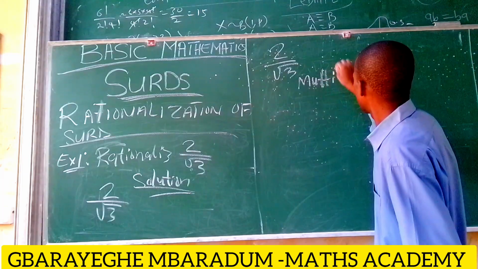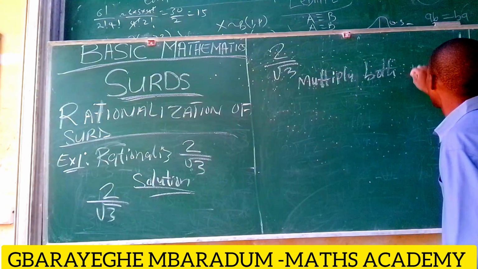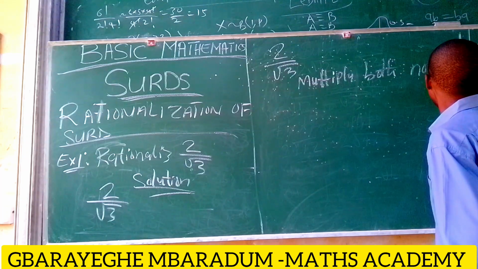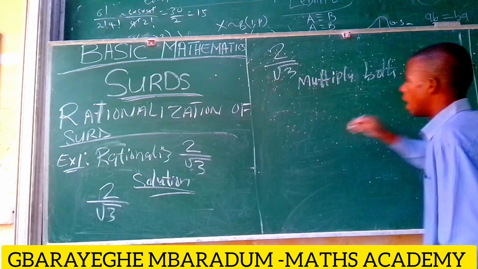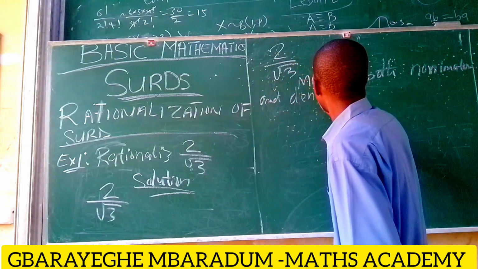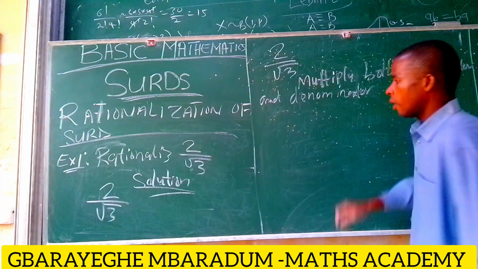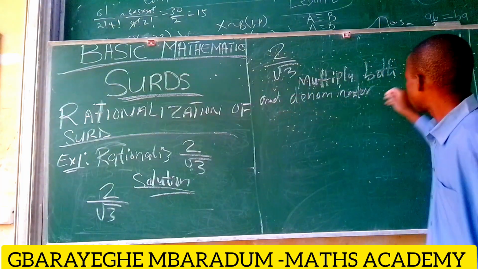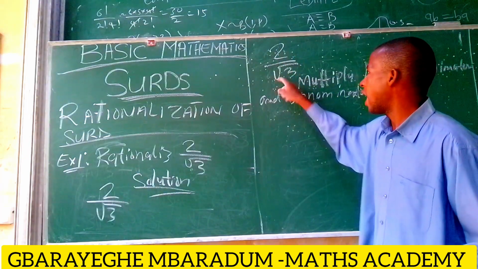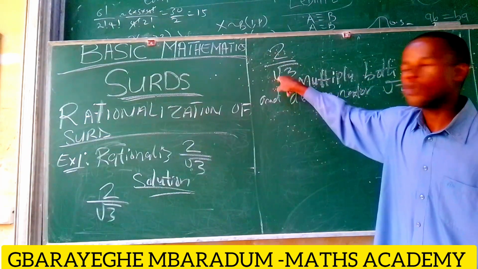Multiply both the numerator and the denominator by the square root of 3. We are going to multiply both the up and the down by the square root of 3 so that we can eliminate this square root from the denominator of this question.